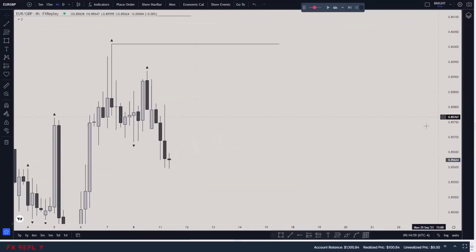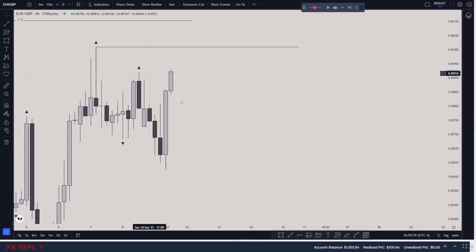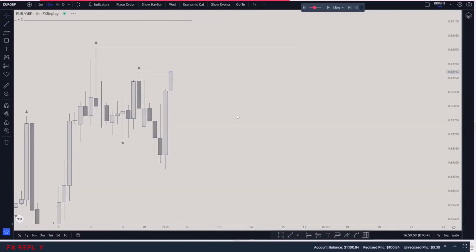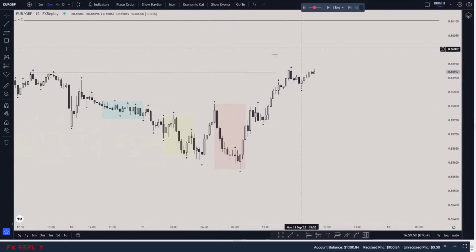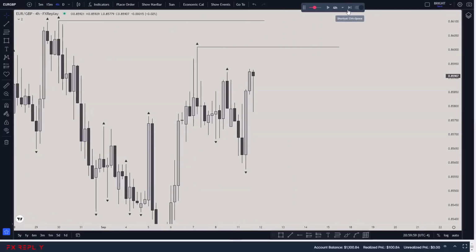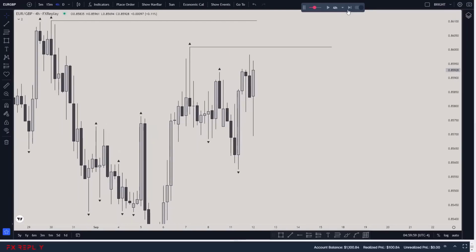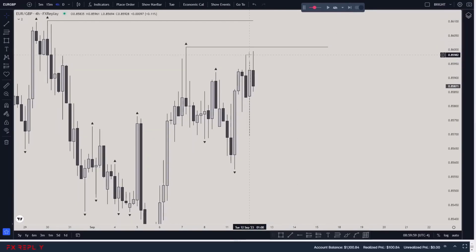Let's see what's happening here. And we have the sweep of a buy side liquidity, 4-hour. Back to 15 minutes. What time is it? Okay, it's out of the kill zone. You see the New York kill zone ends here. We're out of the kill zone, so we're gonna skip this. Price is going up, going down, going up, taking this high.